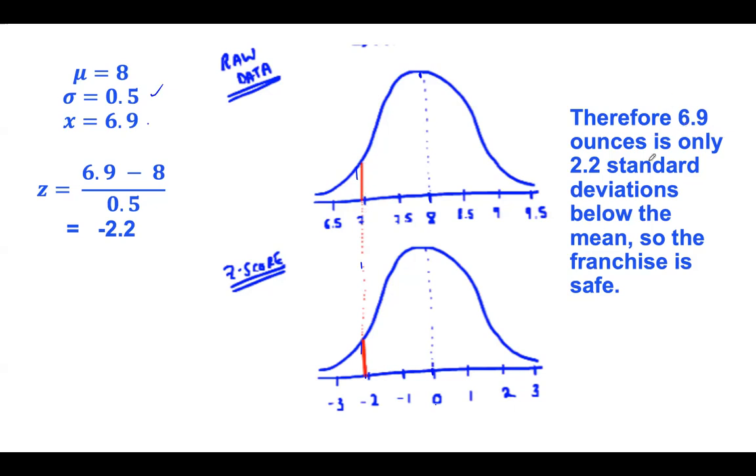So therefore 6.9 ounces is only 2.2 standard deviations below the mean. So below that average. So this was the average, and this is how much in this particular sample we get. So the franchise is safe because they would lose their license if it's below 3 standard deviations, but they're okay.